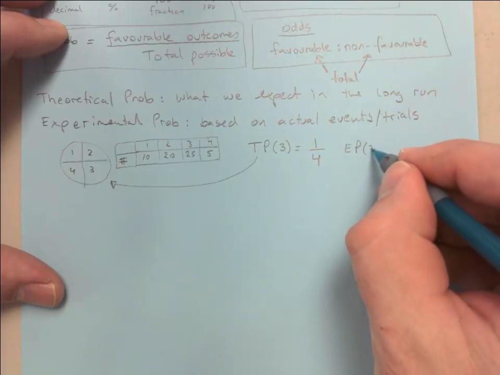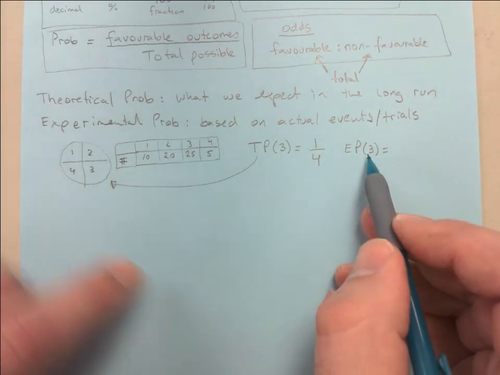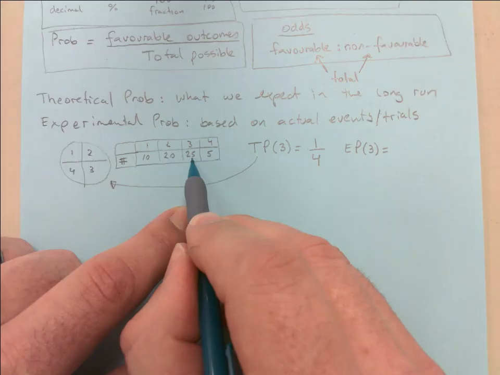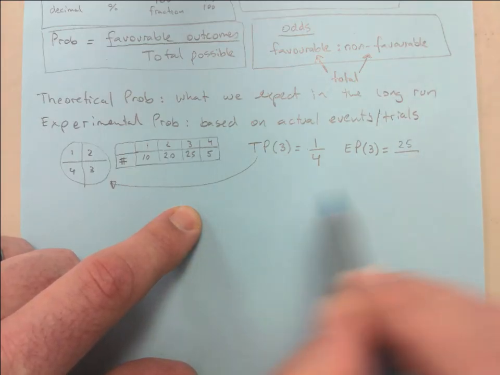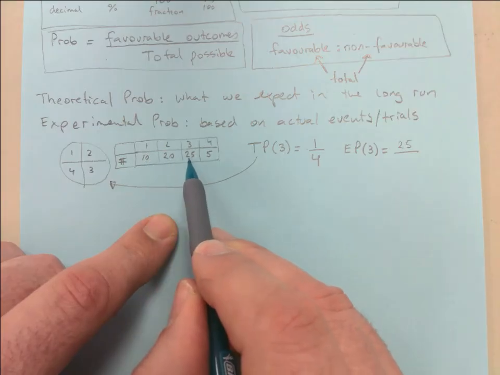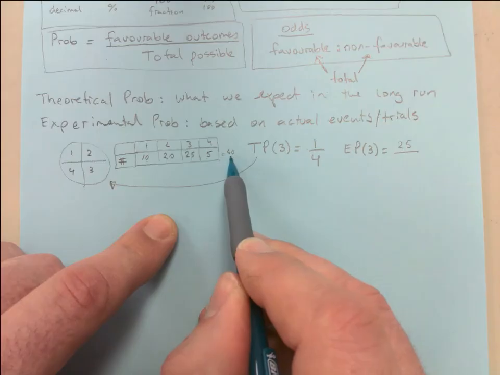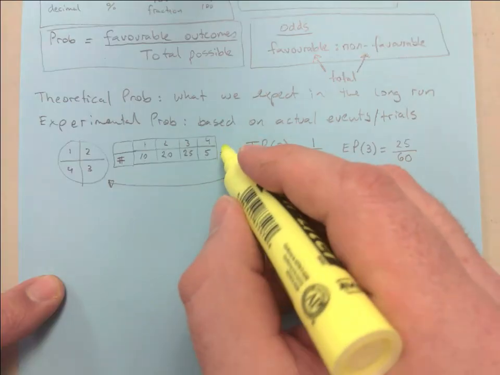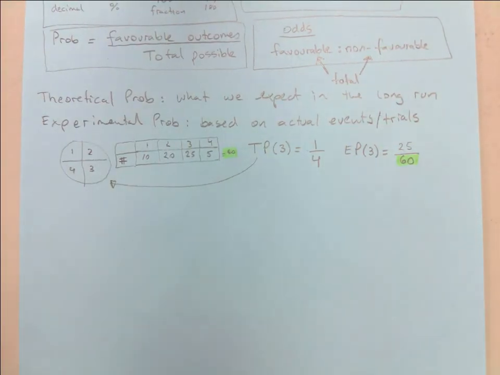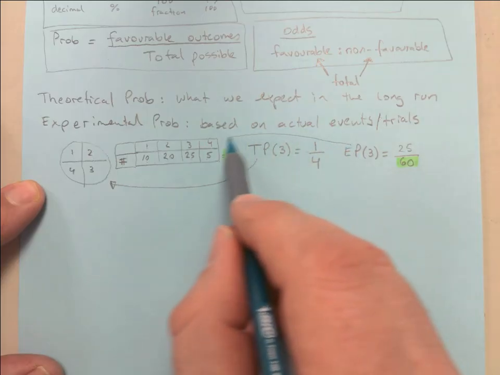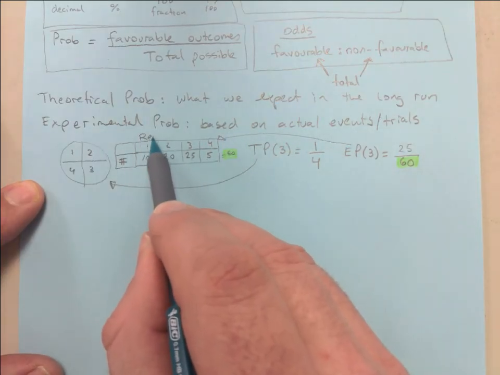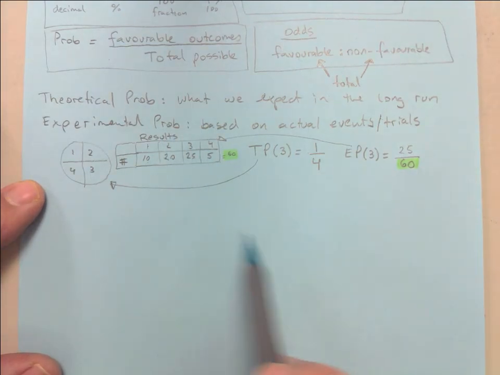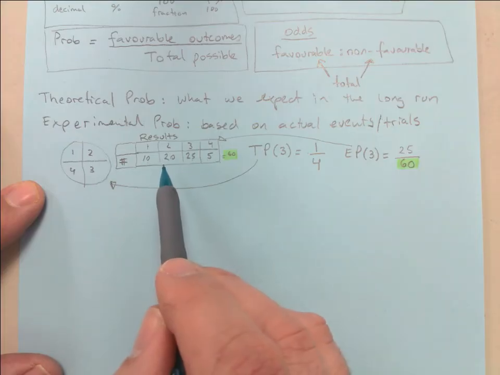Experimental probability of rolling a 3 would be 25. I'm going to use highlighters after. 25 over, this is 30, and another 30 is 60 in total. So that 60 is what would come down here. So let me use a highlighter, right? This 60 came over here. So you understand that the experimental is based on, I'll write down results here. So use your spinner to come up with these results.